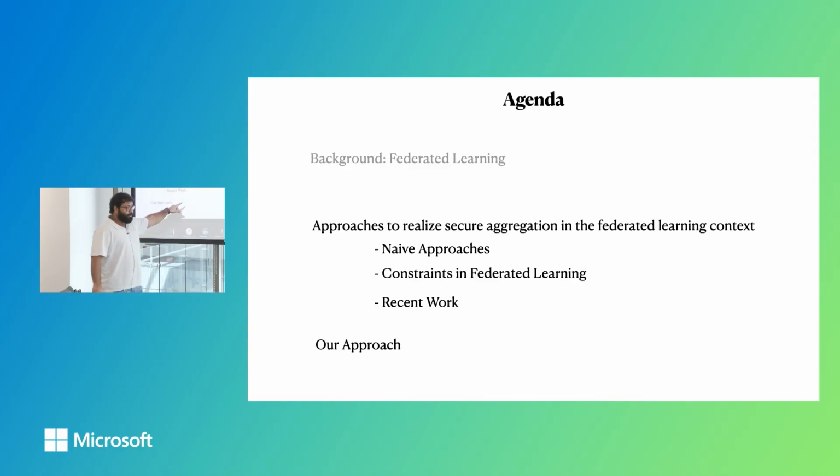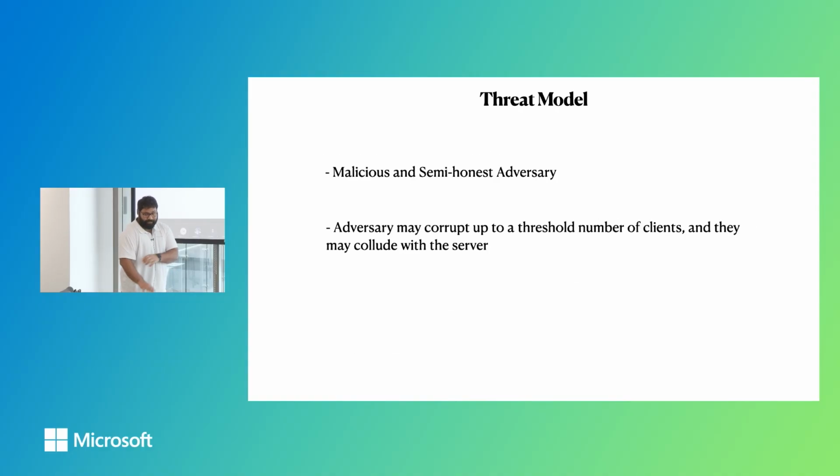Then I'll talk about two recent works, both to be presented at Crypto this year, which work on the exact same problem, and how we compare with those works. All right. So the threat model is mostly a malicious adversary, but in this talk I'm going to consider a malicious adversary who can corrupt the server and some subset of the clients. But I'll also present protocols with just a semi-honest adversary and then build on top of that to go to a malicious adversary. All right, and some clients may collude with the server as well, right?